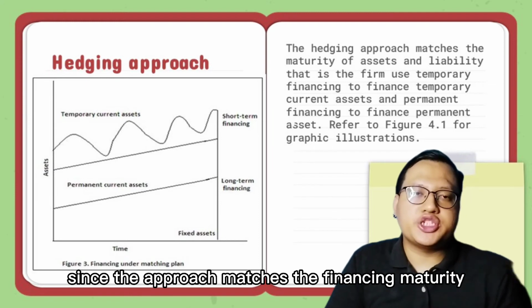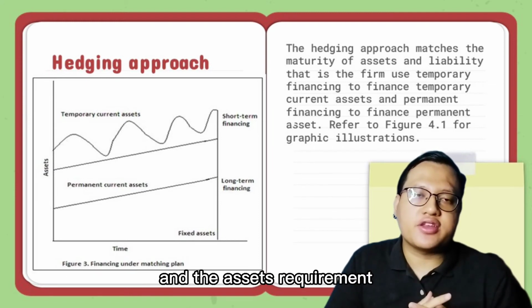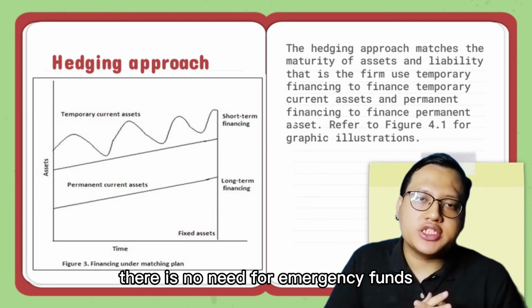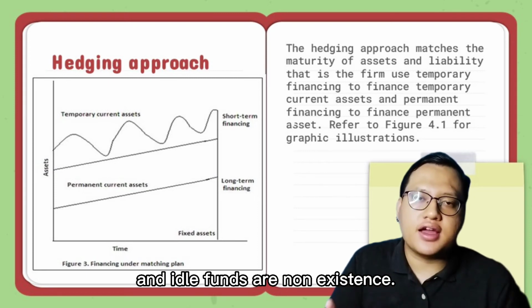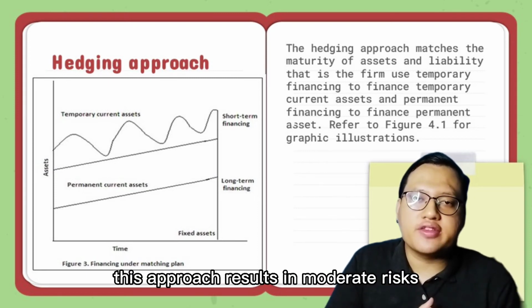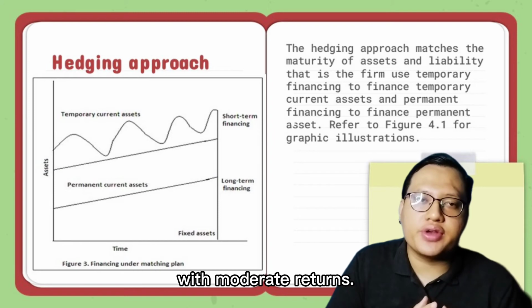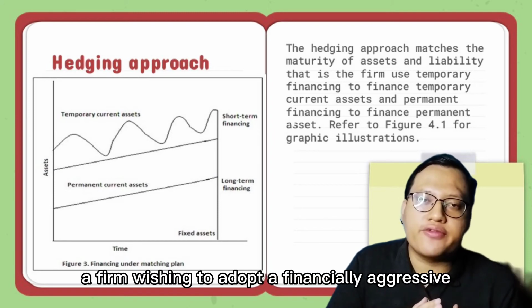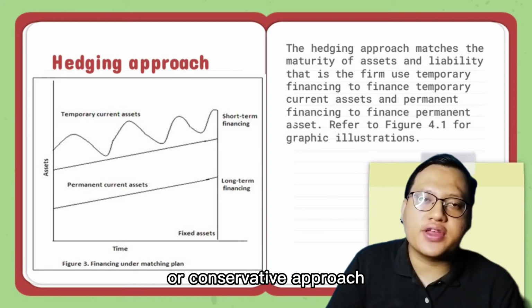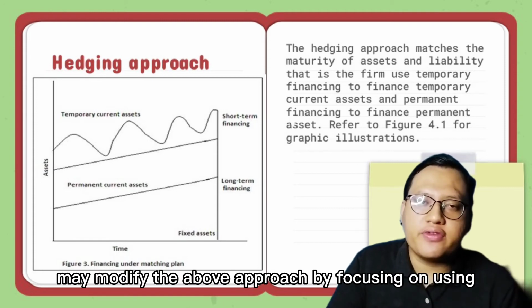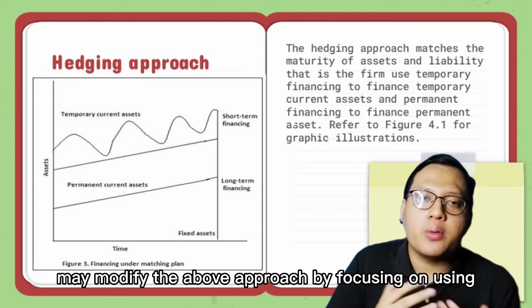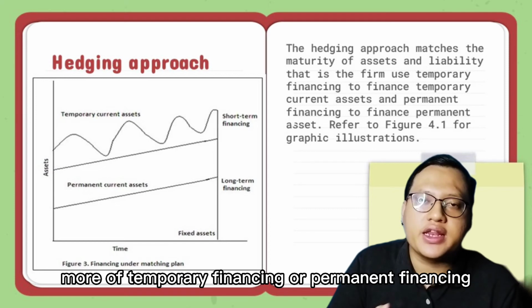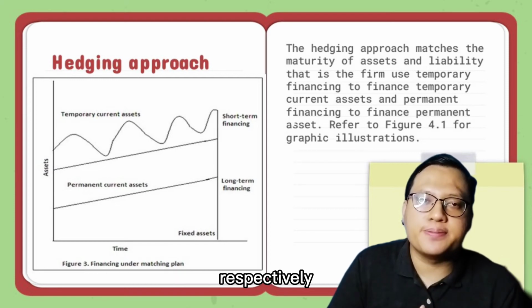Since the approach matches the financing maturity and the asset requirement, there is no need for emergency funds and idle funds are non-existent. This approach results in moderate risk with moderate returns. A firm wishing to adopt a financially aggressive or conservative approach may modify the above approach by focusing on using more temporary financing or permanent financing respectively.